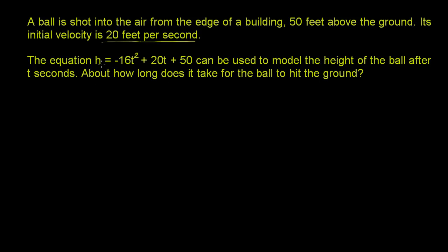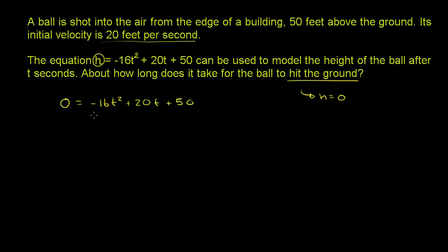So if this is the height, the ground is when the height is equal to 0. So hitting the ground literally means that h is equal to 0. So we need to figure out at which times h equals 0. So we're really solving the equation 0 is equal to negative 16t squared plus 20t plus 50.